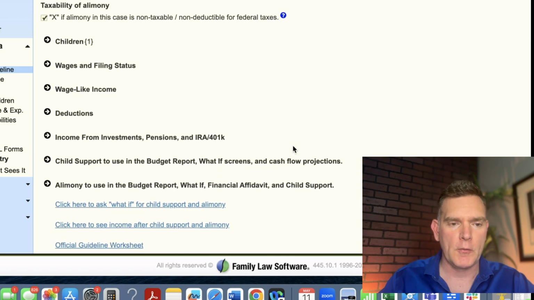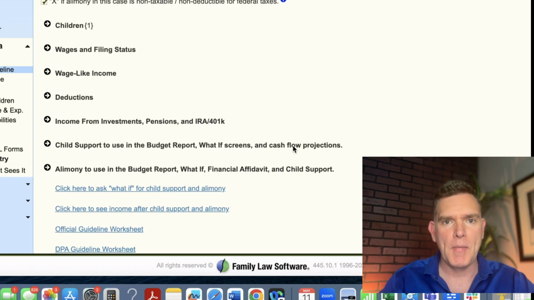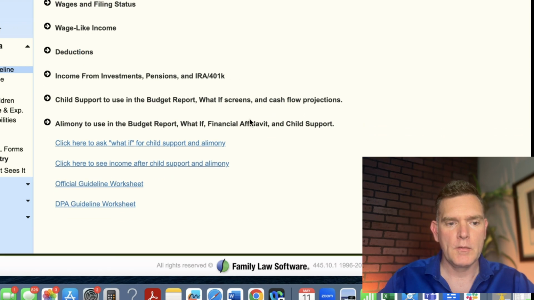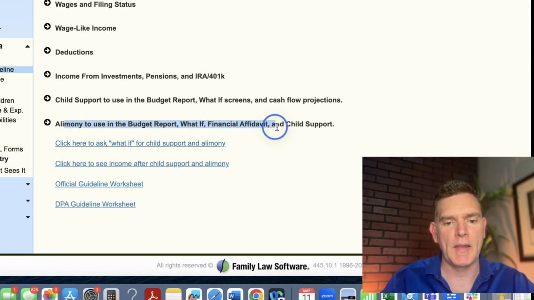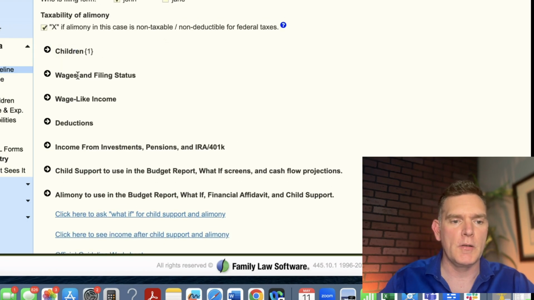Whenever you're talking about calculating child support, there's going to be a few main factors that we're going to be looking at. Information about the children, information about everyone's wage and filing status, right? Deductions. Okay. And that's really going to be the meat of it for most people. If people have investments that they're earning money from, there is a place for that. If people are getting or paying alimony, there's a place for that. But again, for this, we're just talking about children, wages, filing status, and deductions.